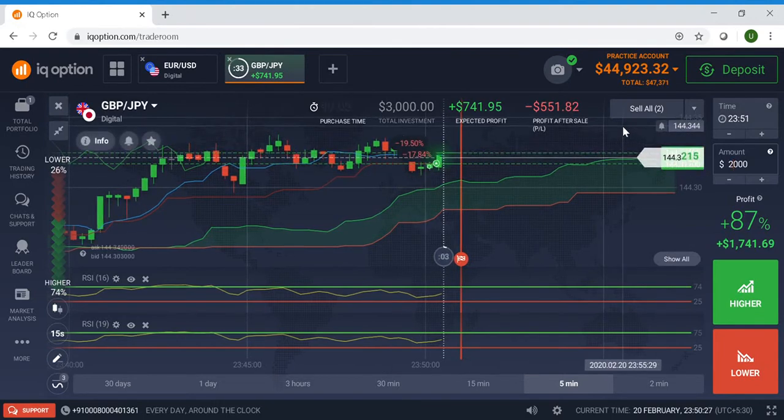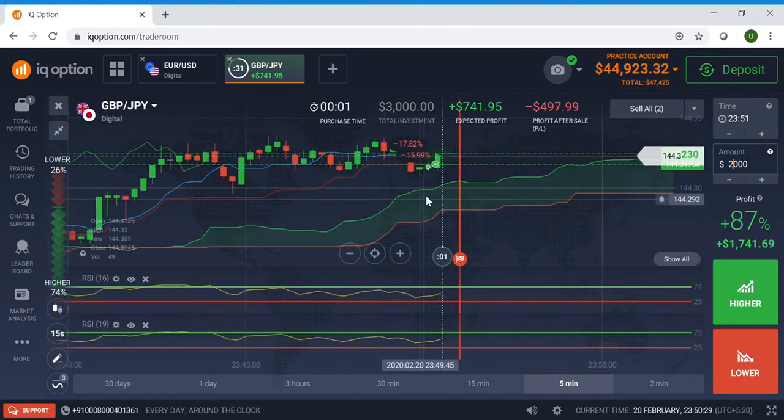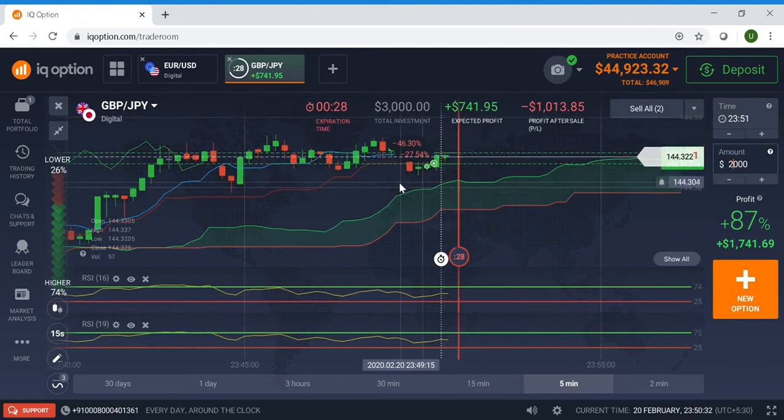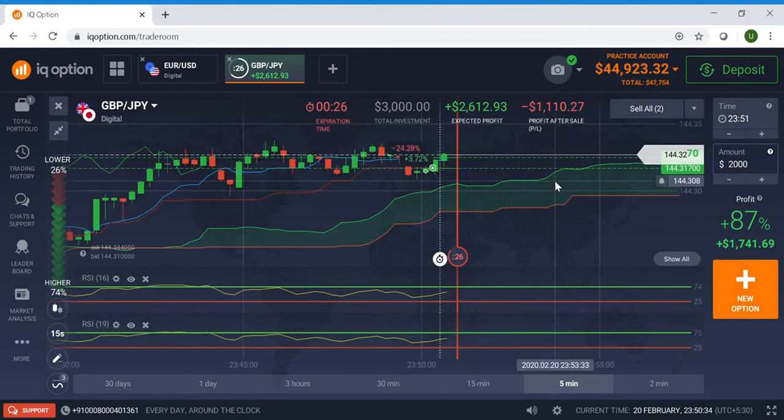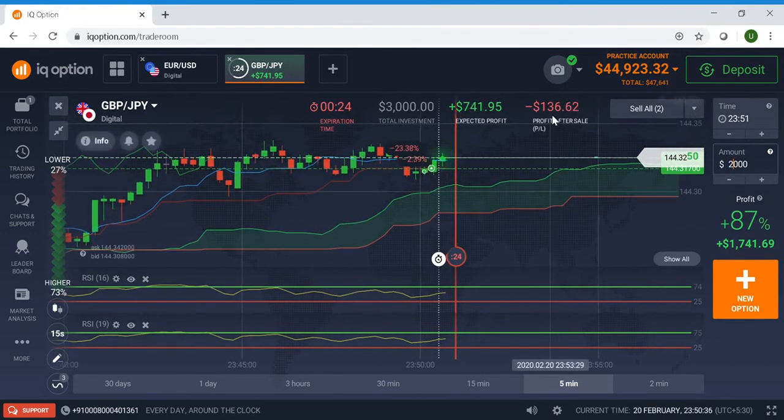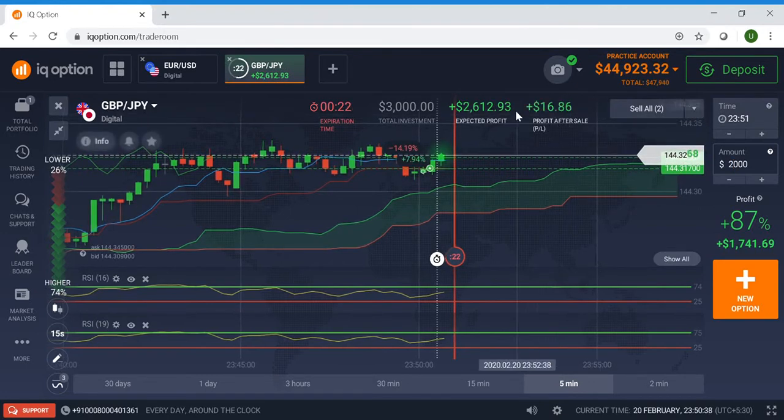So you have to know the trend, okay? If you don't know the trend, you're gonna lose money. You understand the trend. So even if I lose money here, it's fine. I've made a lot of profitable trades. So look at that. It's still profitable right now. Even if I sell, I'm not going to lose a lot of money.